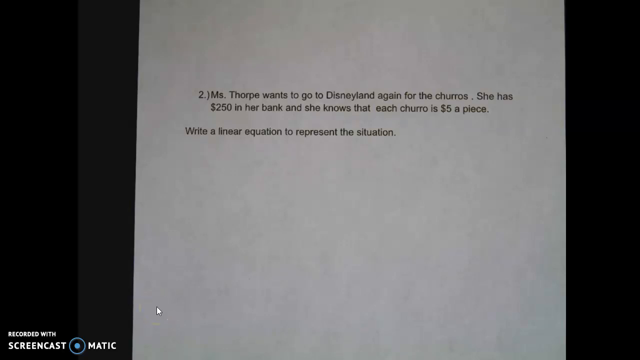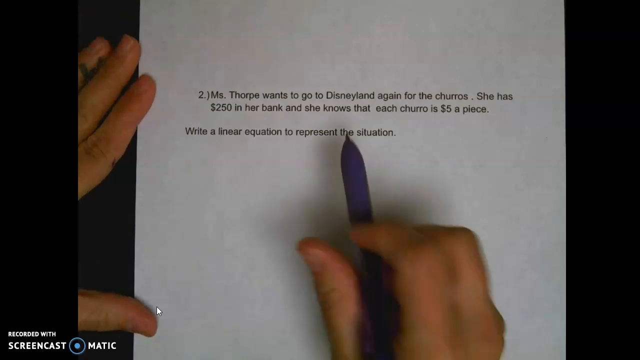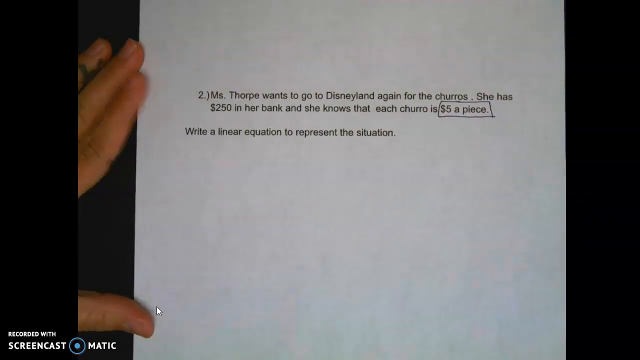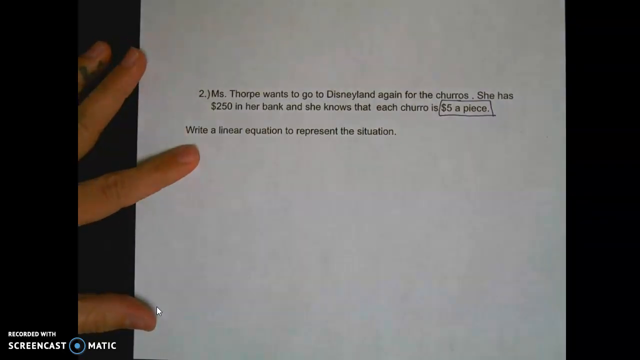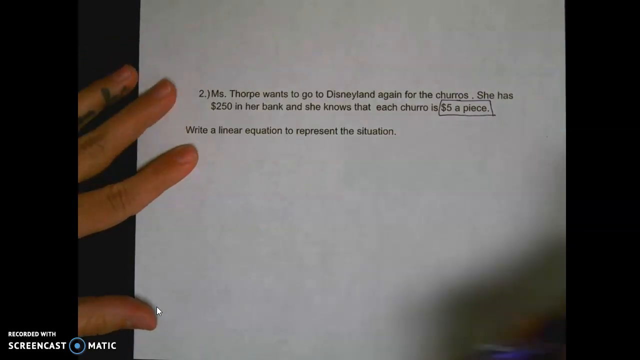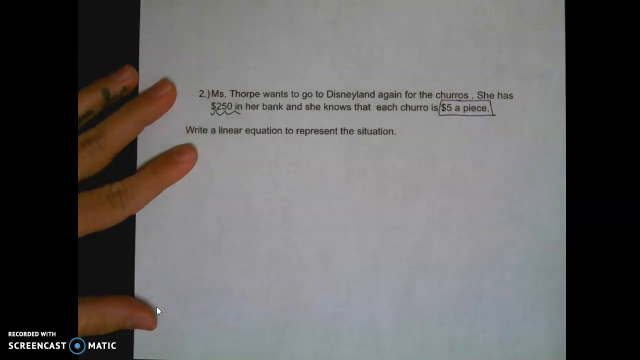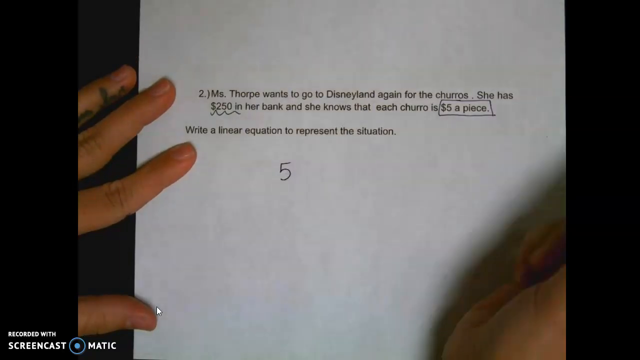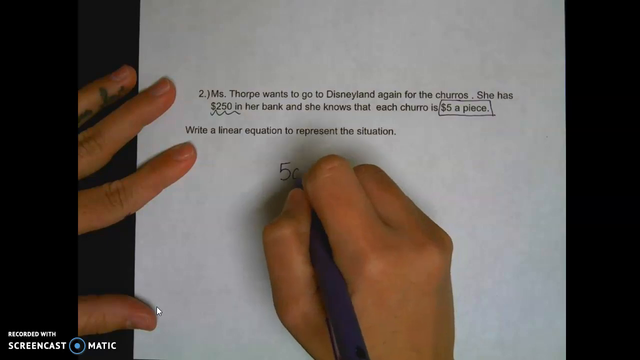So I want to go back again and eat those delicious churros. So I only have $250 in my bank. As you previously remember from other videos, I'm taking money from you. So now I have $250 to go and eat some churros. I also know that it's $5 per churro. It's $5 a piece for a churro. If I wanted to write a linear equation that represents my situation here, I know that I have $250 in the bank and each of my churros is $5 a piece.